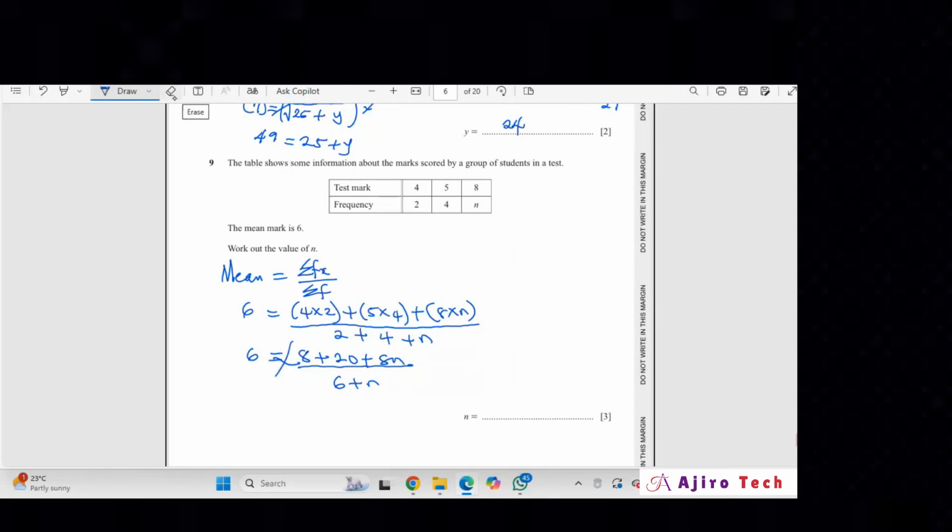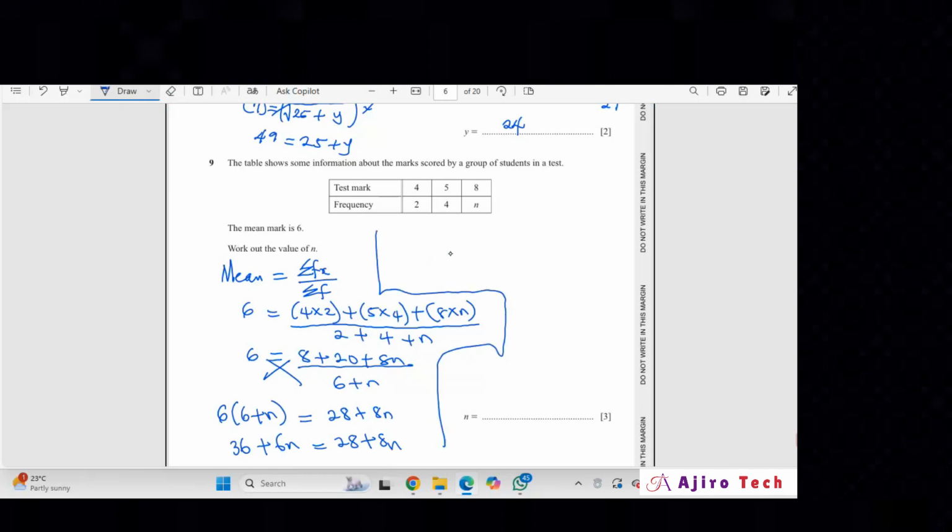So I will now cross multiply. If I cross multiply here, I'm going to have 6 bracket 6 plus n is equal to this plus this, which will give us 28 plus 8n. Let's open the brackets. It's going to be 36 plus 6n is equal to 28 plus 8n.